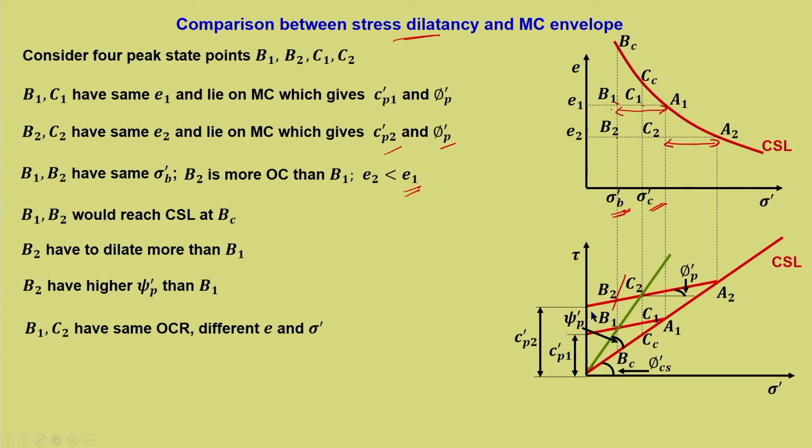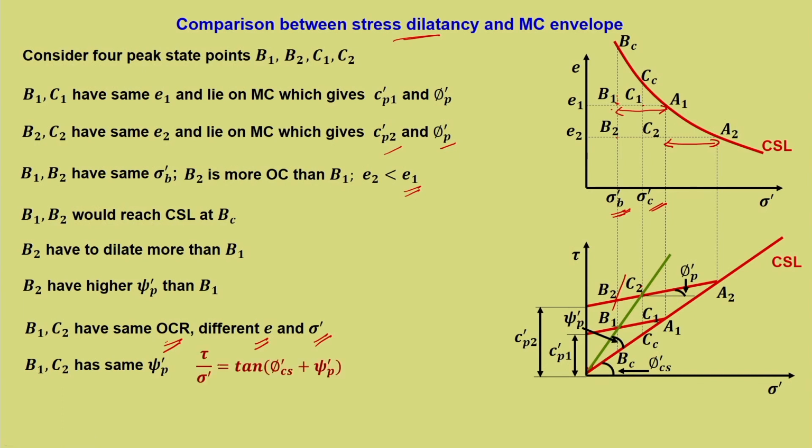So both B1 and C2 have the same dilation angle. Now, this is possible only if the over consolidation for B1 and C2 is same, and that is why we say that B1 and C2 have the same OCR, but they have different E and different sigma dash. Earlier case we discussed for the same sigma dash. Now, here we have different E and different sigma dash, but OCR remains same.